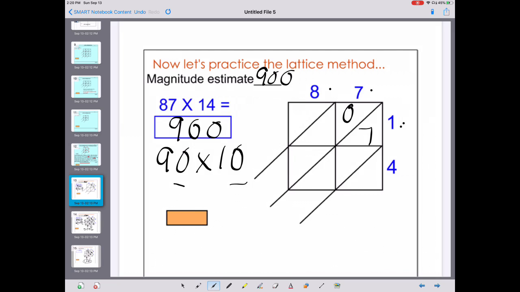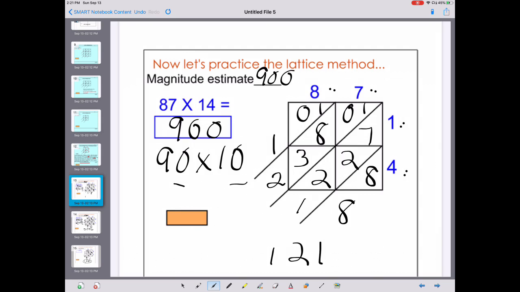1 times 8 is 8. 0, 8. 4 times 7 is 28. 4 times 8 is 32. Add down the slides. 8, 7, 8, 9, 10, 11. Carry my 1. 8, 9, 10, 11, 12. Carry my 1. 1, 2, 1, 8. Close to 900, but since it's a magnitude estimate, we're bigger, but we're not super close.